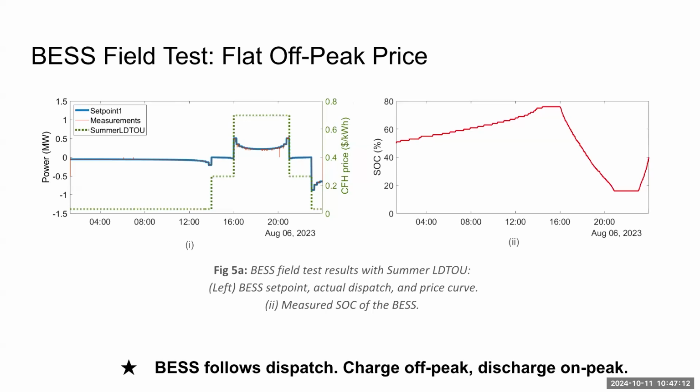That means we're making money off of the difference between this price here and that price here. That difference is what we're gaining by discharging at high price and charging at low price. This shows you the state of charge. So we're charging, and then reaching peak, then discharging during the high price period, and then charging again here.